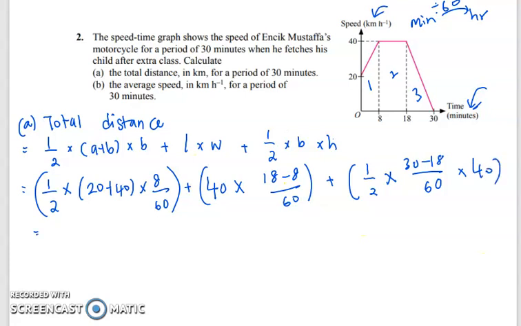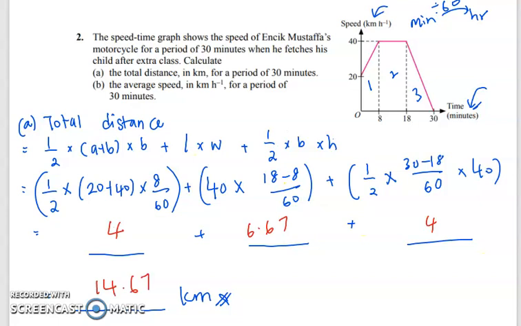So you can press your calculator for 1 by 1 of the shape and you get your answer in kilometer. Okay, so you have 4 plus 6.67 plus 4. Okay, so sum it all, you get 14.67 kilometer for your answer.